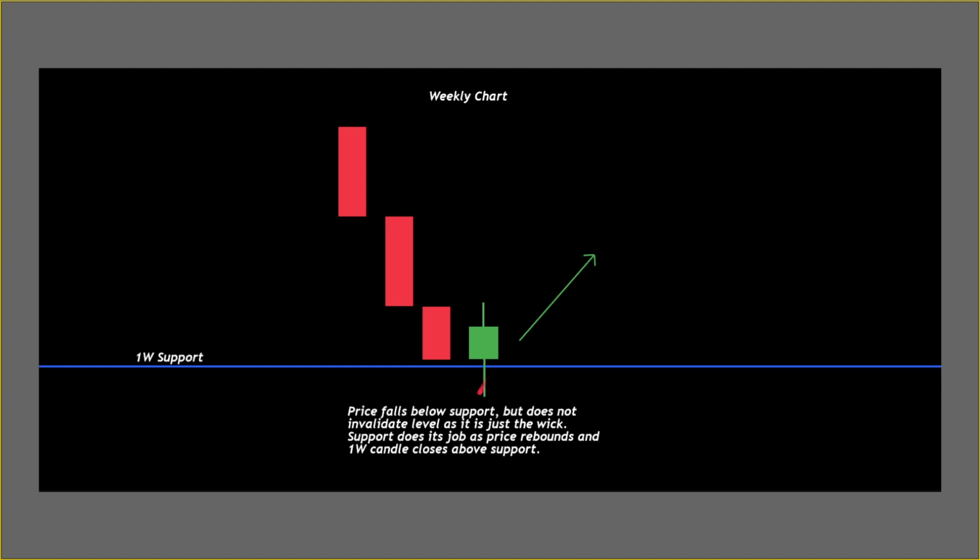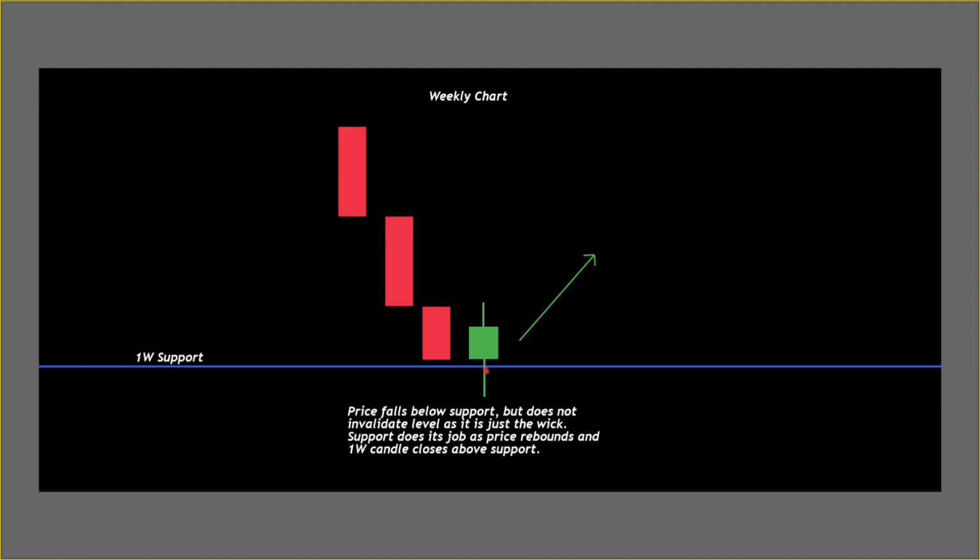A lot could be happening in here. In this situation, support does its job as the price rebounds, and the 1 week candle closes above support. Price opens at this bottom because it's a green candle now. It came down, and at some point this was still a red candle, right?